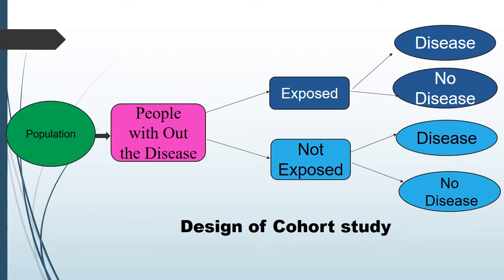In case control study, that is backward, we are seeing the past situation, but in cohort study we are looking forward for any cause of disease. But in the retrospective study or case control study, we are seeing what is the effect of the cause. So that is the difference between cohort and retrospective study.